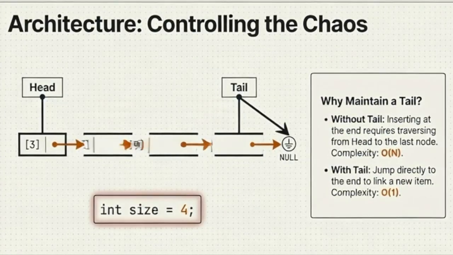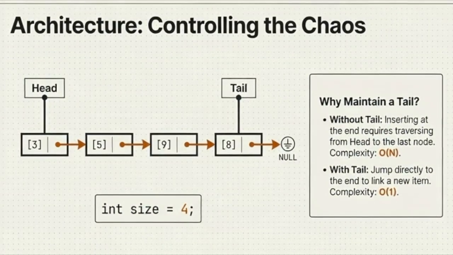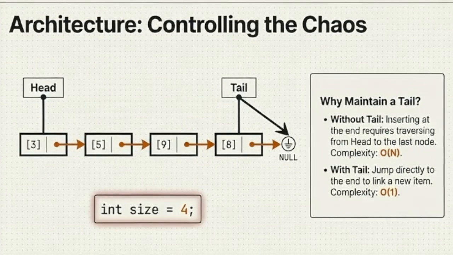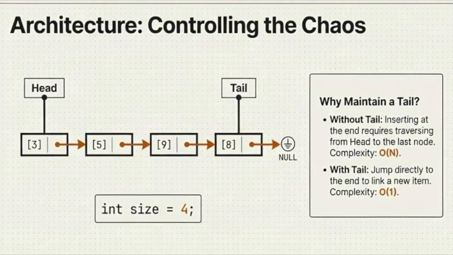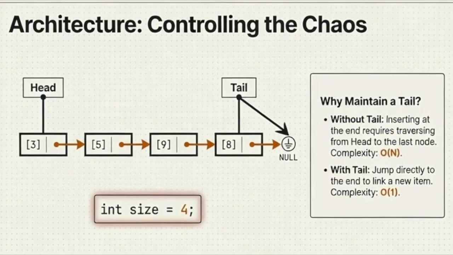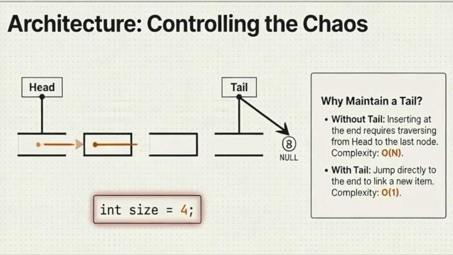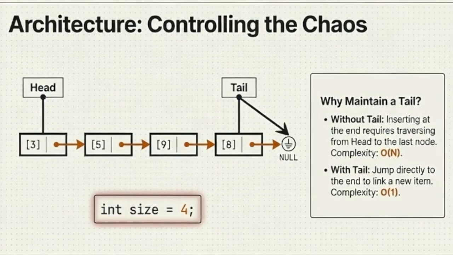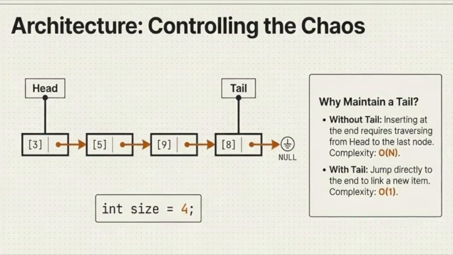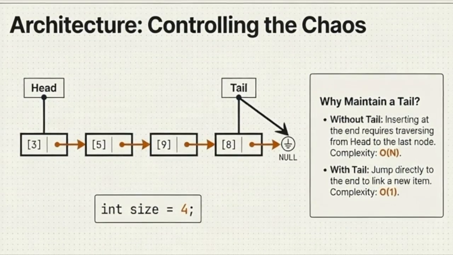Now a pro tip for architecture: always maintain a tail pointer. Why? Without a tail, if you want to insert an item at the end, you have to traverse from the head all the way to the last node. That is big O(N) complexity. With a tail, you can jump directly to the end to link a new item. That makes insertion big O(1), instant. It is a massive optimization.